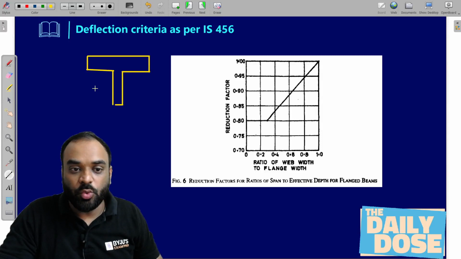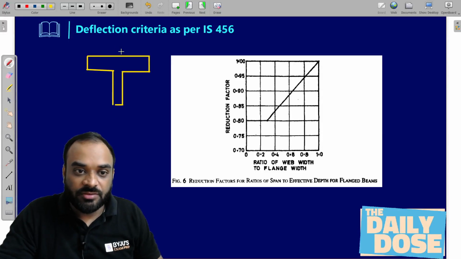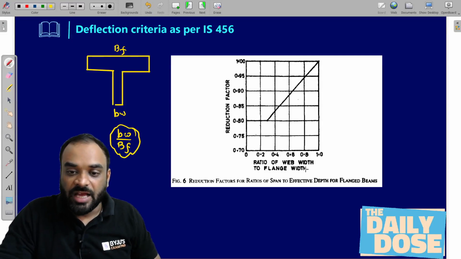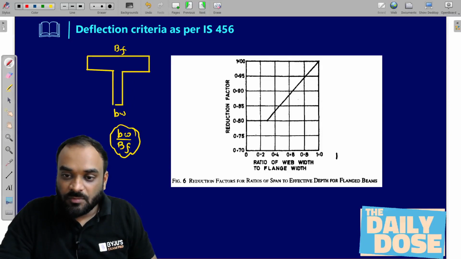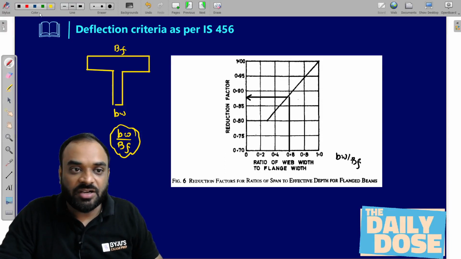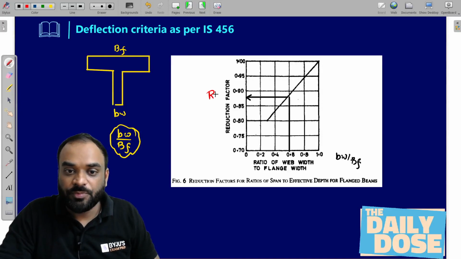So there are basically two widths. One is web width. This is our web part. So bw, and this one is flange width. So bf. So you need to take the ratio of bw by bf first. Find out the ratio of bw by bf, and this ratio is written over here. bw by bf. Okay. Now let us suppose right now we are getting bw by bf is equal to 0.6. Now we will project it, and then again we will get what? We will get a reduction factor. Now again this reduction factor should be multiplied with respect to our A value.